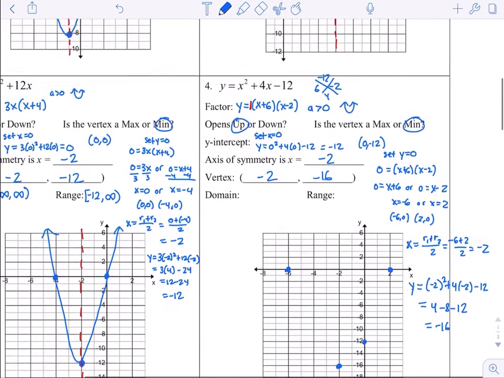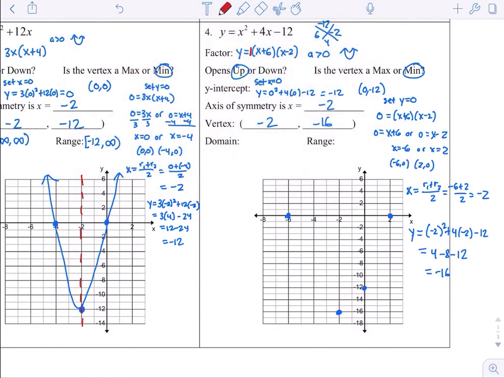Right there. Here's our axis of symmetry, which is that x is equal to negative 2. And we make our graph. Domain, negative infinity to infinity. Range, how low does this graph go? All the way down to negative 16, to how high? Infinity.